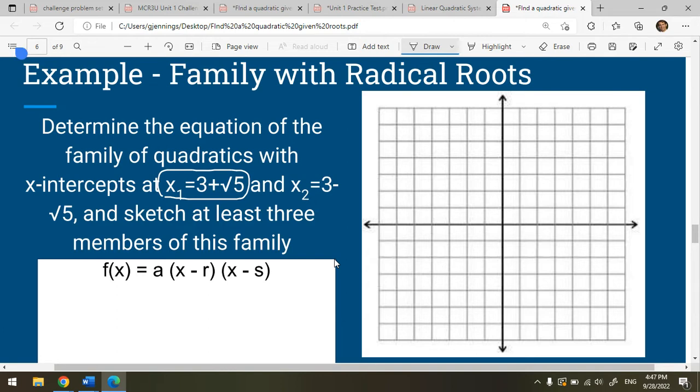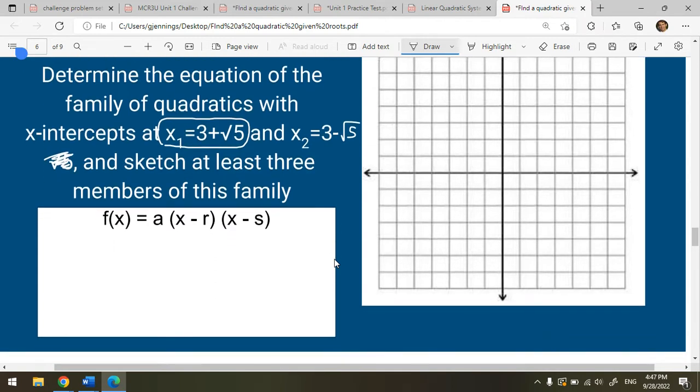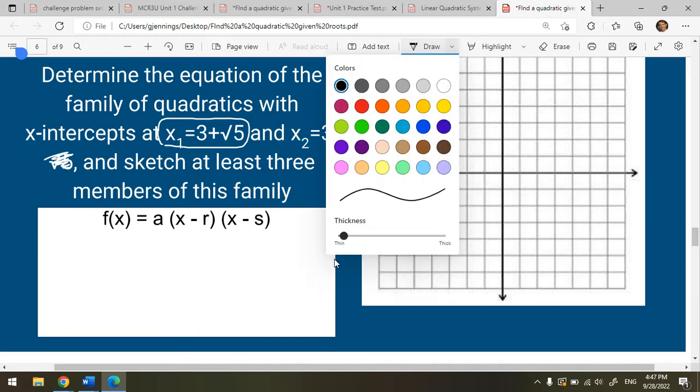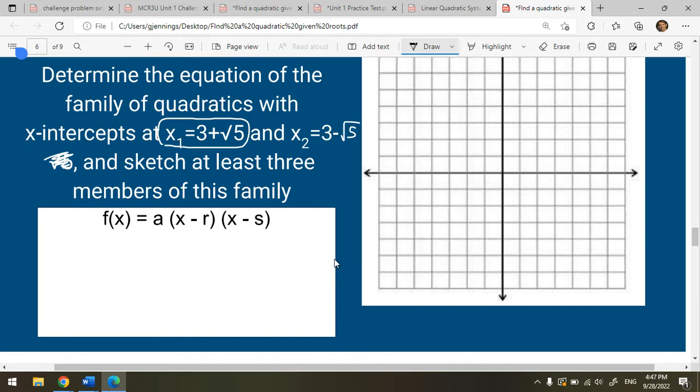Like x₁ is 3 plus the square root of 5 and 3 minus the square root of 5. Apologies, that fell onto the next line there. And so let's create this one. In order to do that, just like when we have a simple number like 4 or 2, you're just going to plop that into your formula.